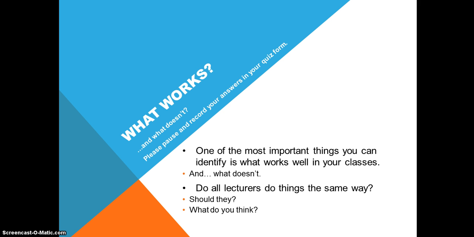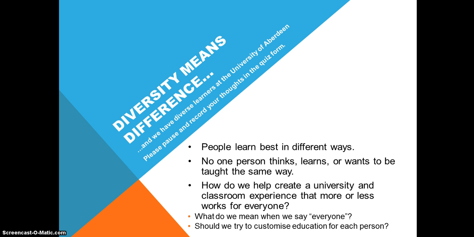Okay, carrying on. We want to look at some of the important issues that you need to understand. Diversity means difference, effectively, and what we've got is a lot of diverse learners at the University of Aberdeen. In addition to an ethnically and racially diverse student body, we've got a diverse set of nationalities studying at the university. We've got a lot of gender diversity, we've got a lot of people of different sexual orientations, a lot of people from different economic and social backgrounds. All of these things are really important.